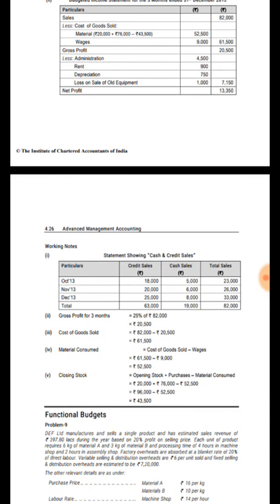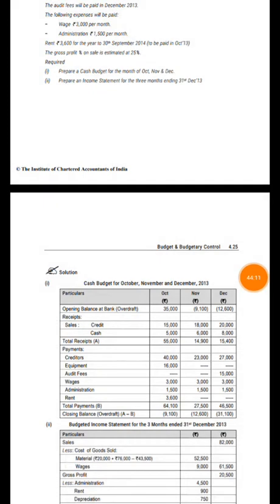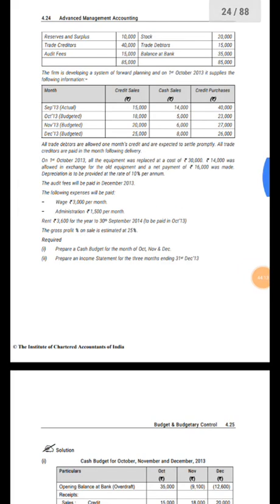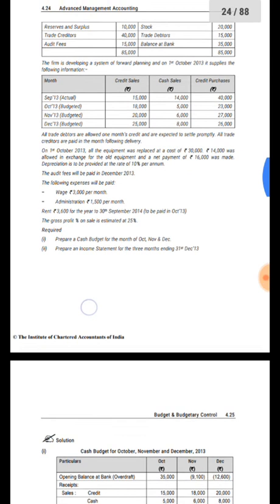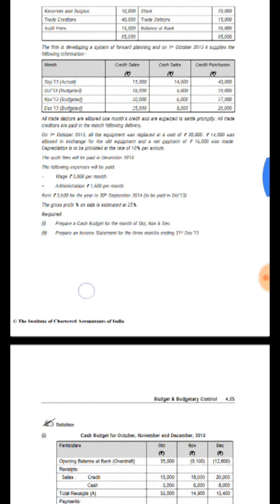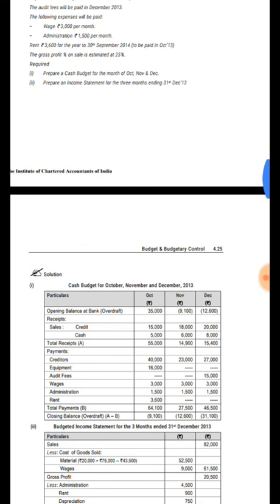So 1 second, sorry. 1 month credit is given, no, so interpretation was wrong. 1 month credit is given, so September will be received in October, and so on for November and December. So that's why credit is taken like this: 15, 18 and 20, and cash will be 5, 6, 8.